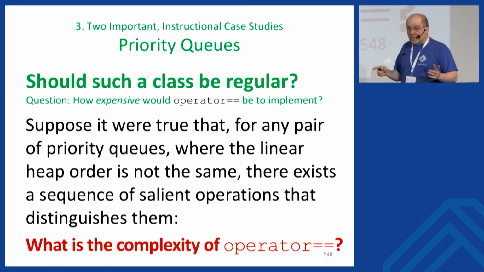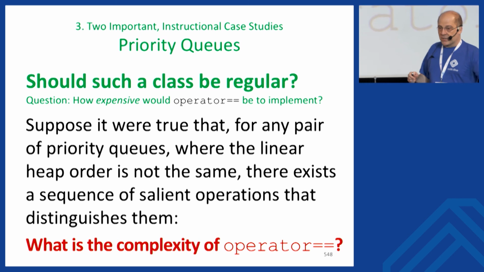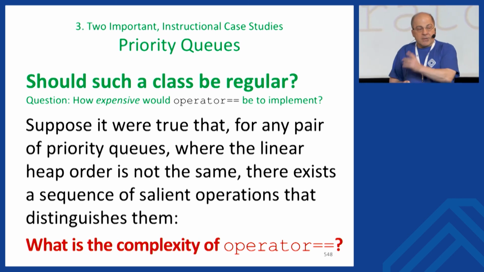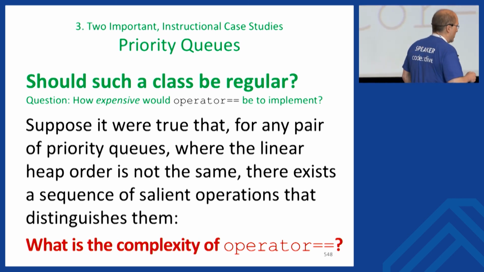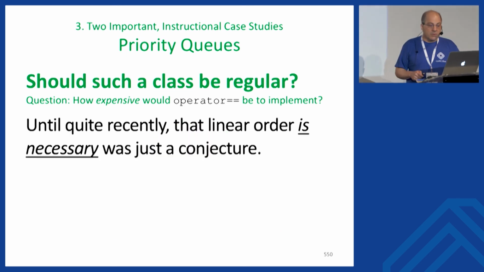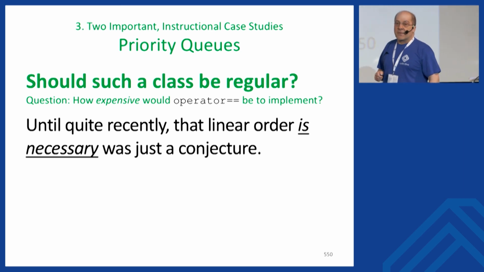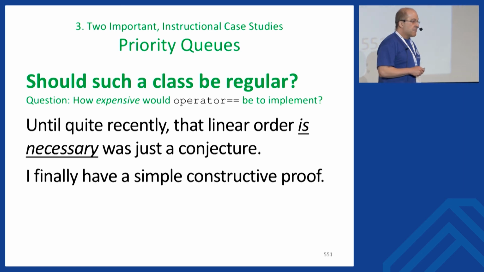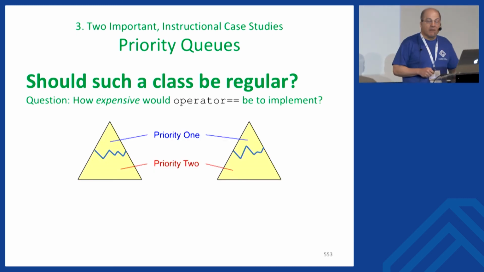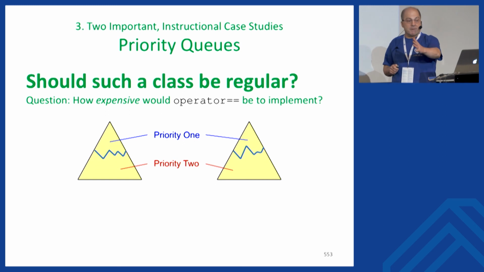All I need to do is check that the linear heap order is or isn't the same, and I can do that in linear time, right? I just walk the array. The trick is to prove that that's true. And if it is true, then it's O of n, and if it's not true, then who knows? Until quite recently, meaning about 2 years ago, I didn't know the answer. I had a conjecture. But finally, there is a very quick, simple proof, which I will put up, and almost no one will understand, but I'm going to put it up anyway.